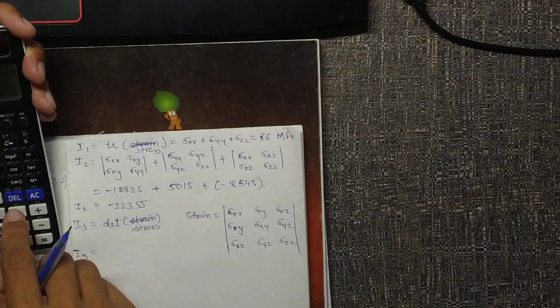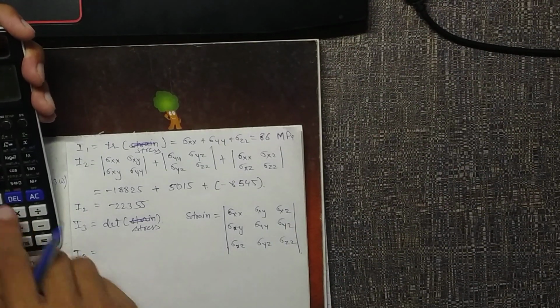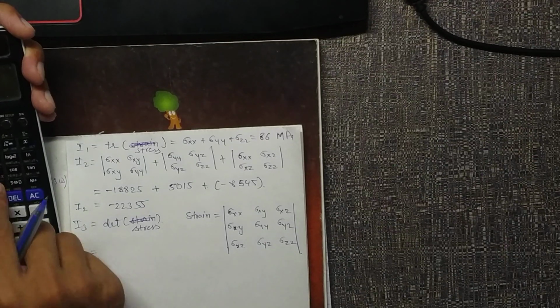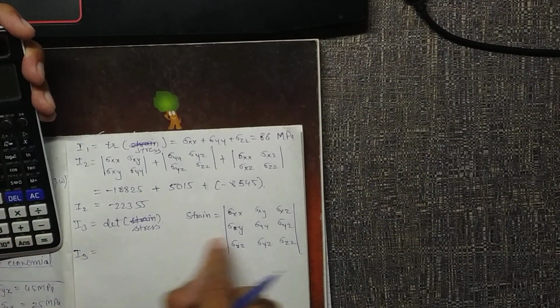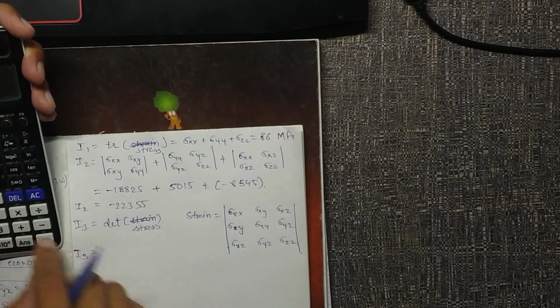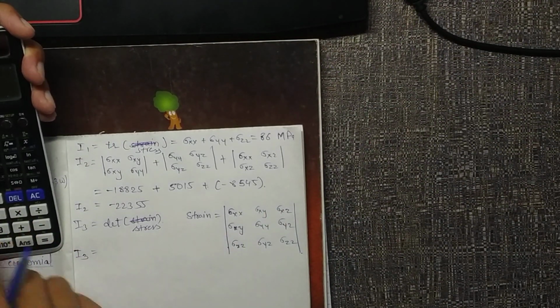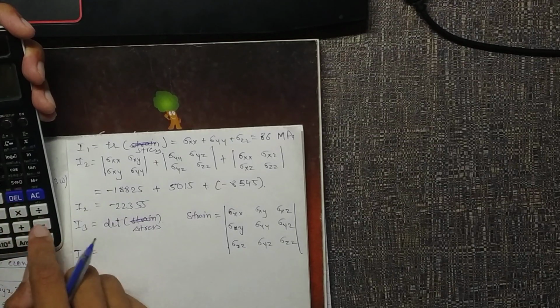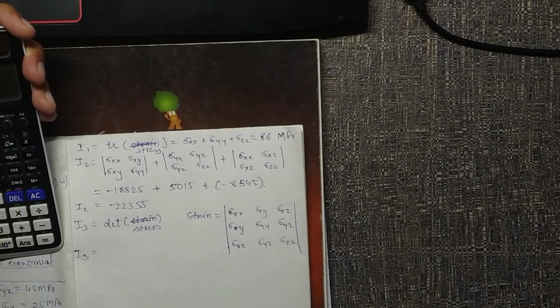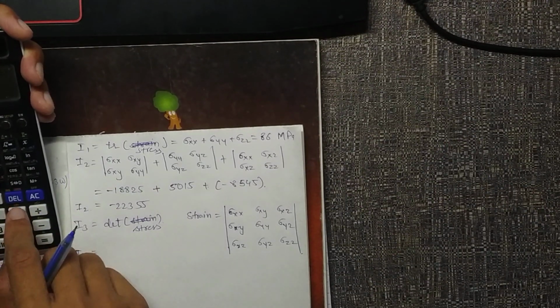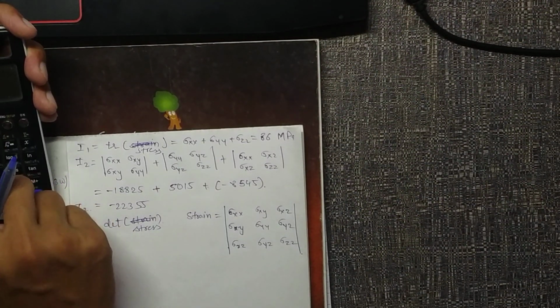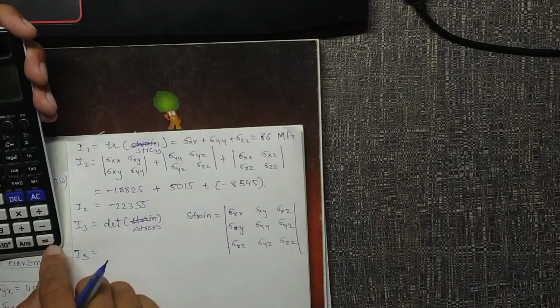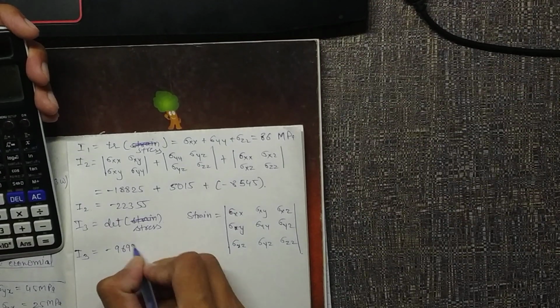Xz is 25 into yz, which is minus 65. Then again plus xz, which is 25 into xy, 45 into yz, minus 65, minus xz 25 into y1. This is minus 9692 00.